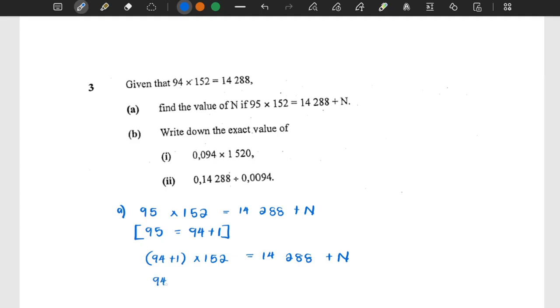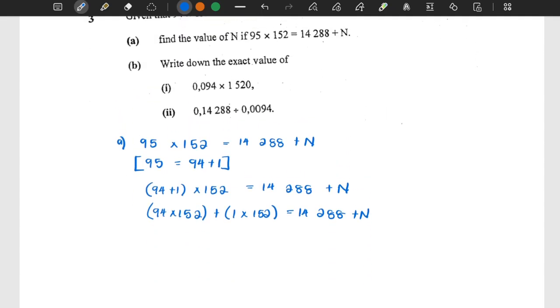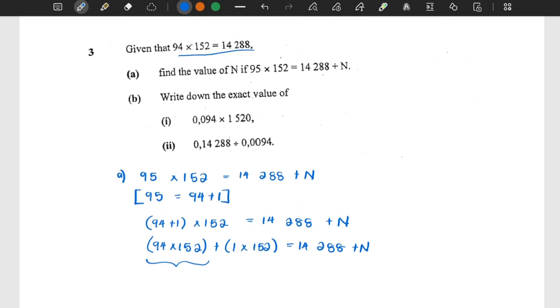Expanding this is saying 94 times 152 plus 1 times 152 is equal to 14,288 plus n. And from the question, we know that, at least from what we're given here, 14,288 plus 152 is equal to 14,288 plus n. So when you look at it, 152 is equal to n.